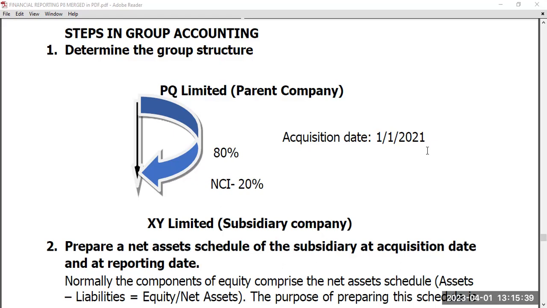As you've seen, we have an example here. We have Pichu Limited, which is the parent company. It has obtained 80% of the shares of XY Limited, meaning that this 80% represents the parent company, and the remaining 20% is what we call the non-controlling interest.